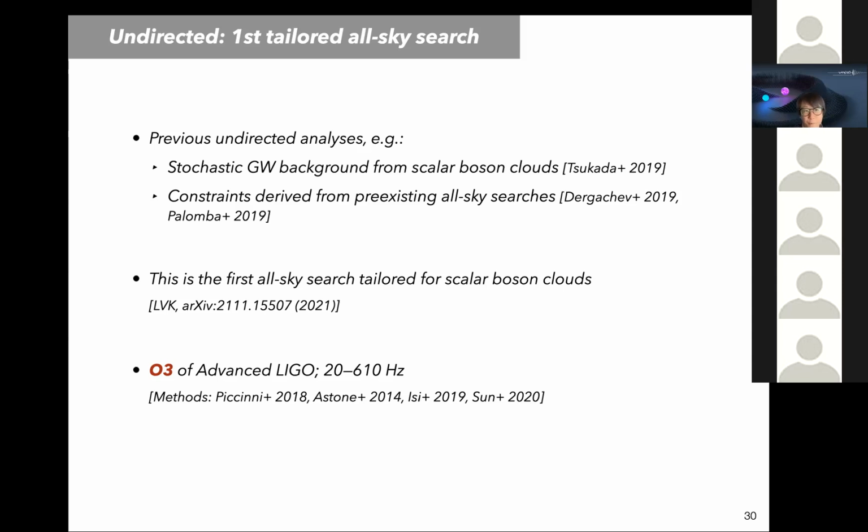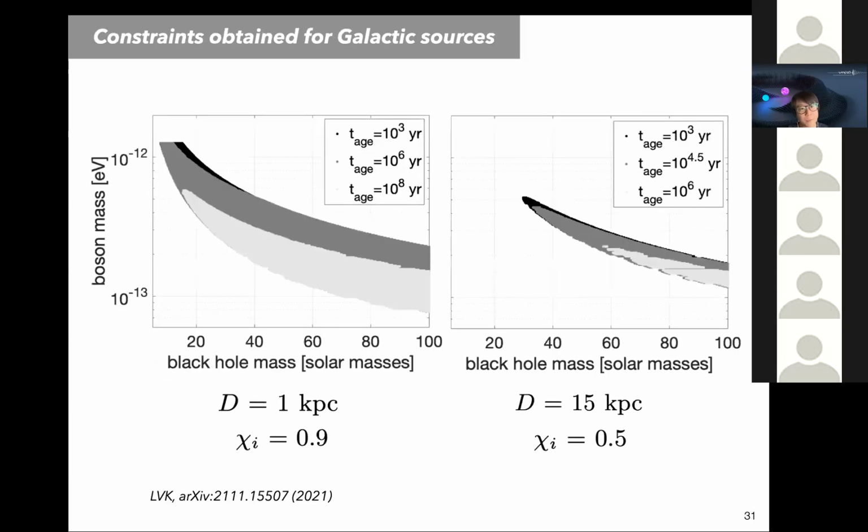Although the scenario here would be more complicated, I'll show a few examples of how we interpret the results. So the first way is that we can derive the disfavored parameter space for the boson mass versus the black hole mass. Because of the matching relation between the boson mass and black hole mass for this superradiant instability to happen, and because we don't see the signal in the data, the shaded region is basically disfavored, and the darkness is based on different assumptions of the black hole age.